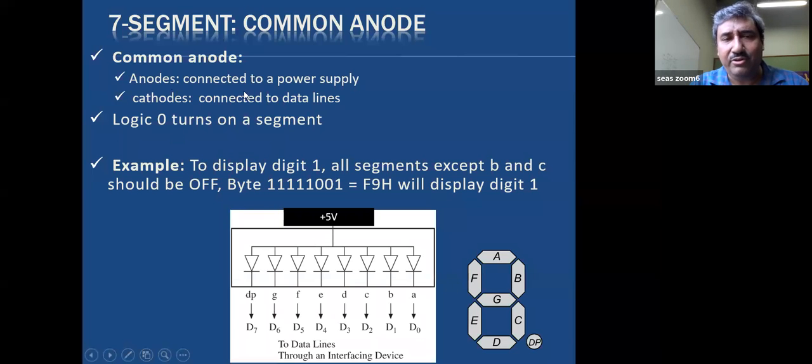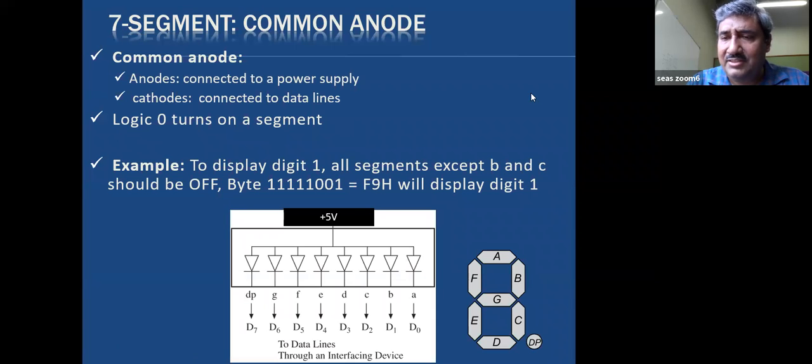It is common anode. So anodes are connected to the power supply. So here you see these are the diodes connected to power supplies. In this case, plus 5 volt. The cathode is connected to data lines. So all data lines individually, say D0, D1, all the way to D7. Right? The port pins, we connect them, and logic 0 turns on the segment.